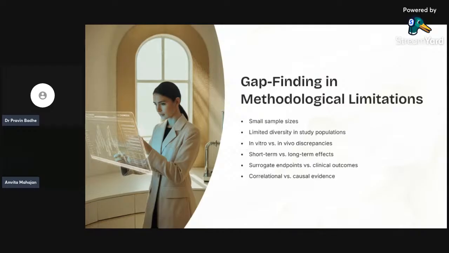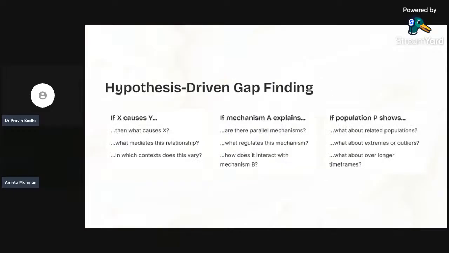So next comes gap finding in methodological limitations. A very small sample size may have been studied, so why was only that particular sample used? There might be very limited diversity in the study population, or discrepancies between in vitro and in vivo results, or short-term versus long-term effects. There can be surrogate endpoints versus clinical outcomes, and there might be issues with that. Then, is the finding merely correlational, or does it give causal or proper evidence? So you might find many gaps in methodological limitations as well.